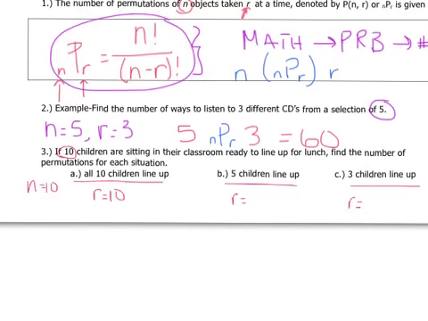You could do this 2 different ways. You could either just do 10 factorial, or you could say 10 permutations choosing 10. Both of those will give you the same answer, which is 3,628,800. So quite a few ways that 10 kids can line up.